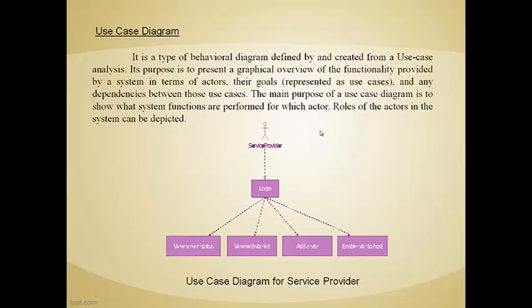Use case diagram. It is a type of behavioral diagram defined by and created from a use case analysis. Its purpose is to present a graphical overview of the functionality provided by a system in terms of actors, their goals, and any dependencies between those use cases. The main purpose of a use case diagram is to show what system functions are performed for which actor. Roles of the actors in the system can be depicted.